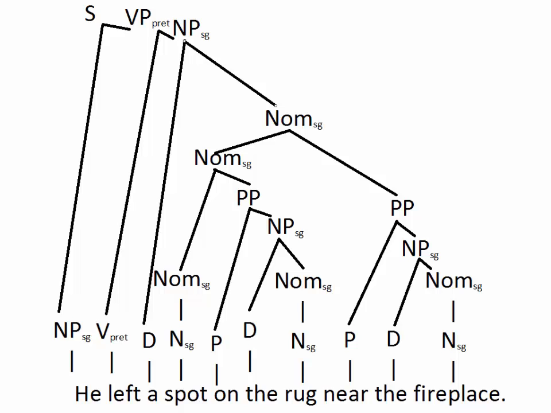Okay, so this will give us the structure for spot on the rug near the fireplace, where near the fireplace modifies spot, as does rug. So now not only is the spot on the rug, but it's specifically near the fireplace as well. With this, you should be able to draw structures with prepositional phrase modifiers of noun phrases.